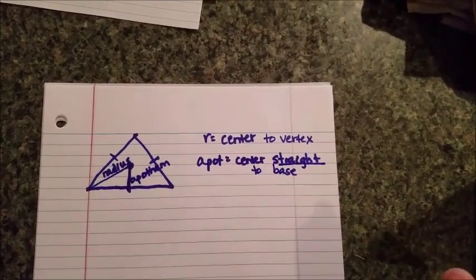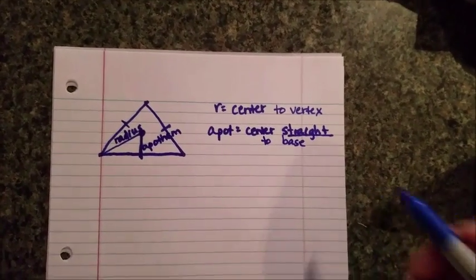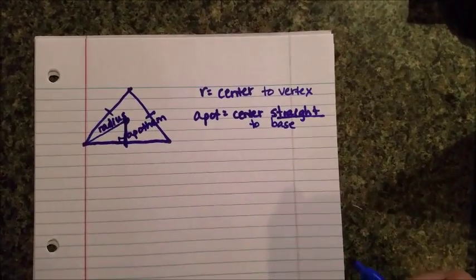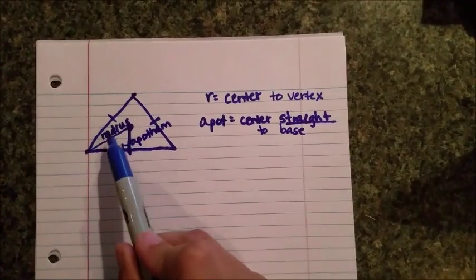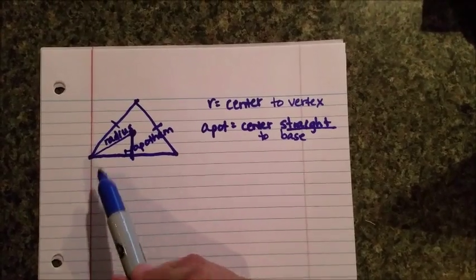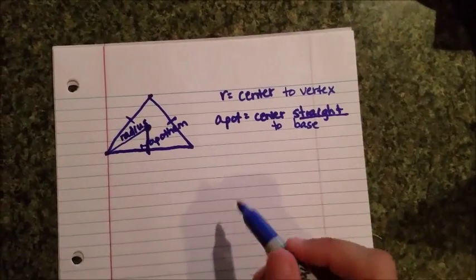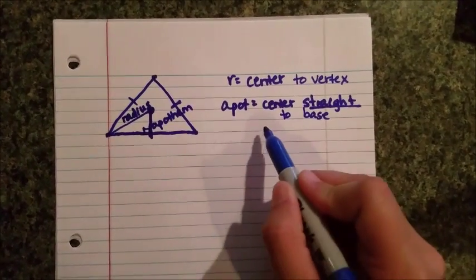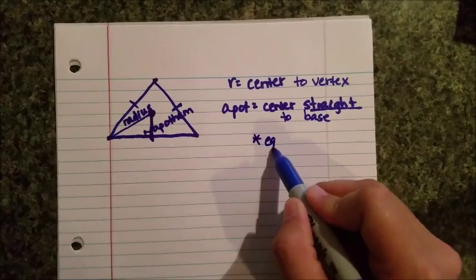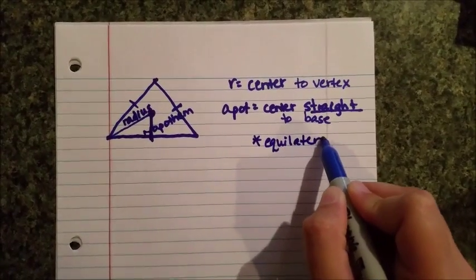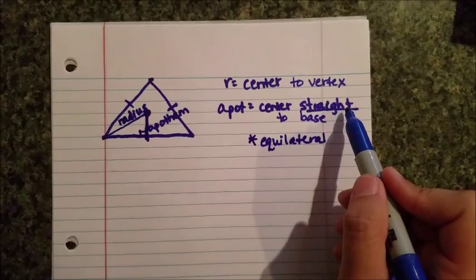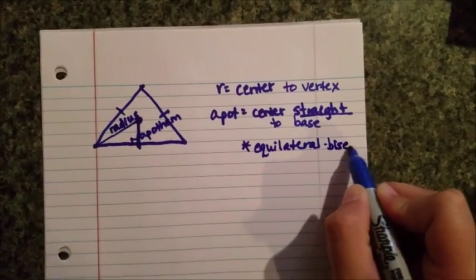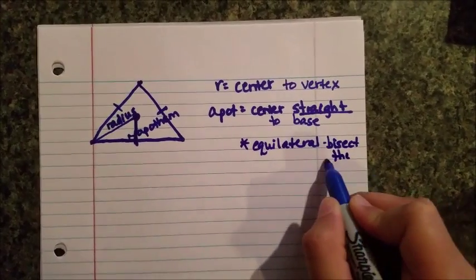Now, why is this straight important? Well, the straightest of straight lines is what? A perpendicular, right? So our apothem is always going to create a right angle. This should now start to look pretty familiar to you. Now, the fact that this is an equilateral triangle in the problem is very important because apothems in equilateral triangles are not only straight, which means they form 90-degree angles, but they actually bisect the base.